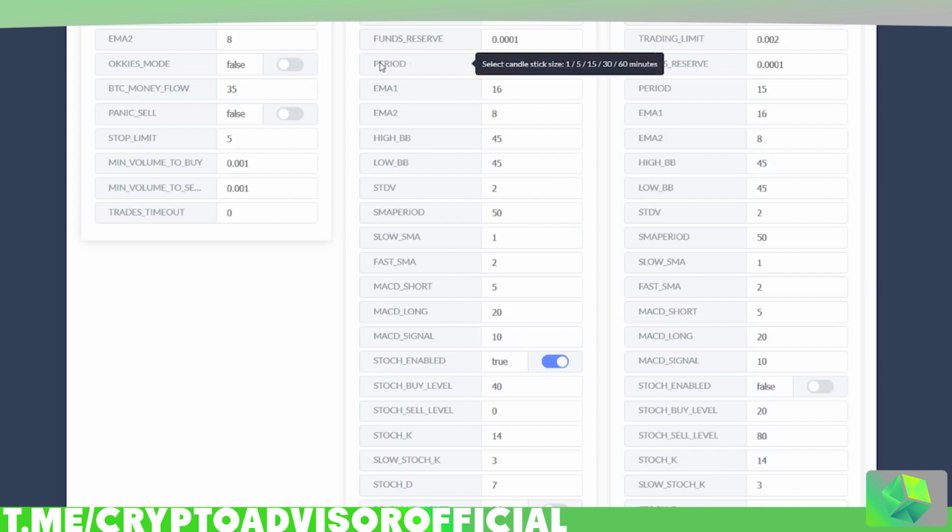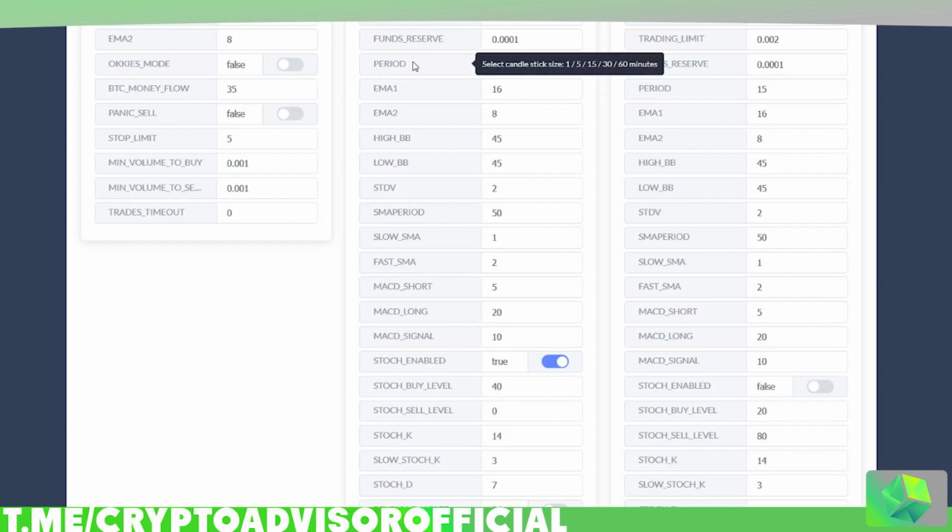Next, you have period. This is important. I did recommend in one of my previous videos on TradingView to change your period to 7 or something crazy like that. Sadly, Gunbot currently only works with the standard periods of 1, 5, 15, 30, and 60 minutes.